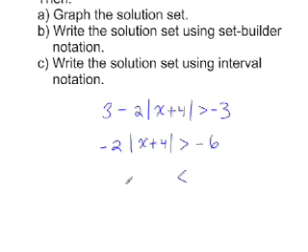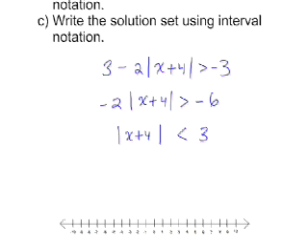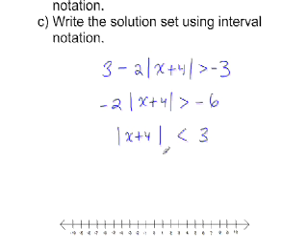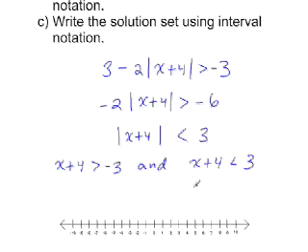So now dividing both sides by a negative 2 gives us the absolute value of x plus 4 is less than negative 6 divided by negative 2, which is positive 3. Now that we have the absolute value portion alone, we can create, in this case, an AND statement. Since we have an absolute value less than situation, we need to be within 3 units from 0. So x plus 4 needs to be greater than negative 3, and at the same time x plus 4 needs to be less than positive 3.